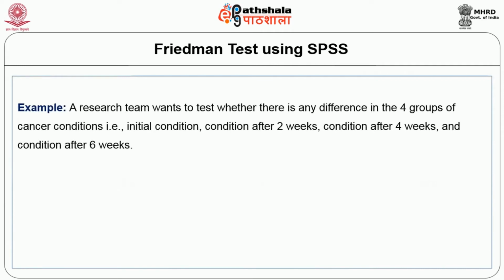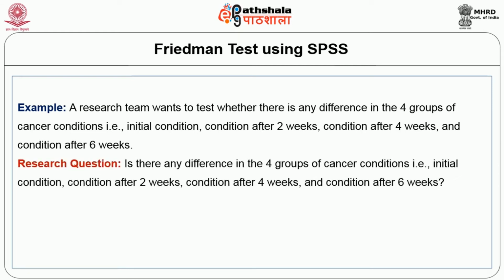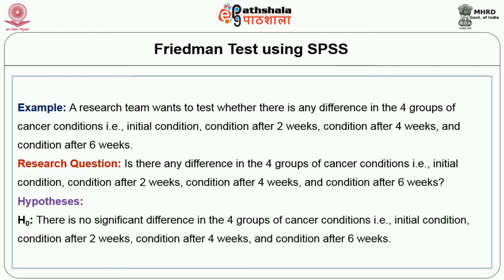A research team wants to test whether there is any difference in the 4 groups of cancer condition, that is initial condition, condition after 2 weeks, condition after 4 weeks and condition after 6 weeks. The research question is framed as: is there any difference in the 4 groups of cancer condition? Moving to the hypothesis, the null hypothesis is there is no significant difference in the 4 groups of cancer condition, that is initial, condition after 2 weeks, condition after 4 weeks and condition after 6 weeks.